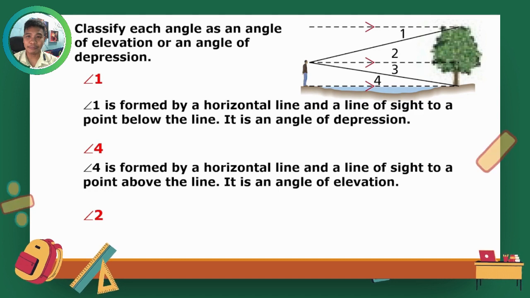Let's try angle number 2. As you can see, the line of sight is between angle 2 and angle 3. Since angle 2 is above the line of sight, it is considered the angle of elevation.